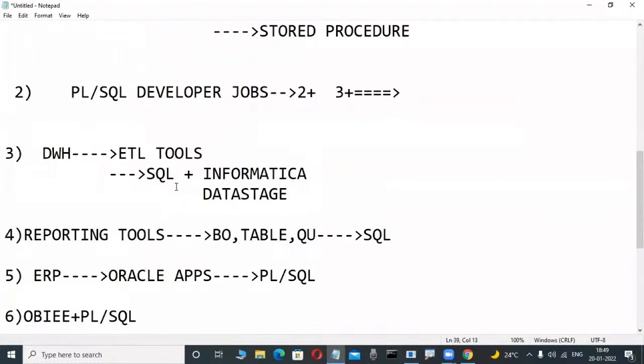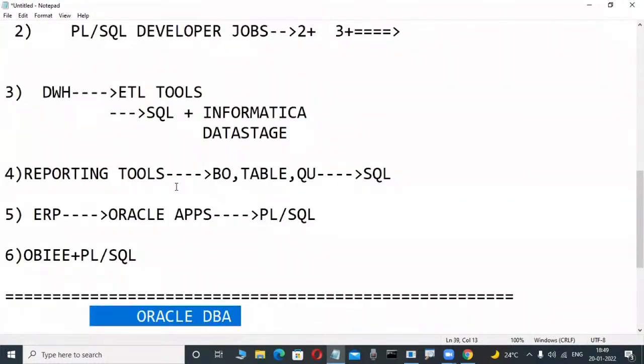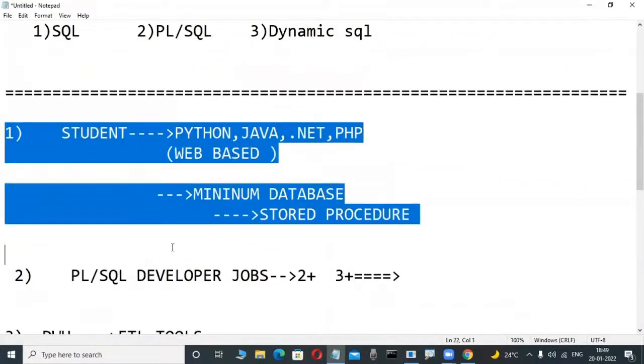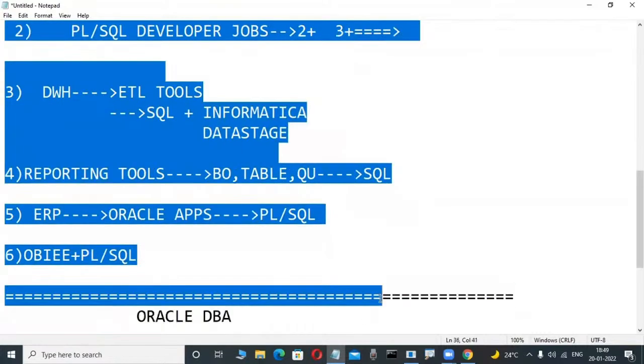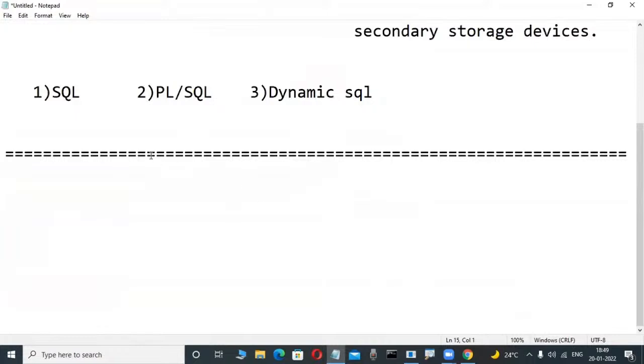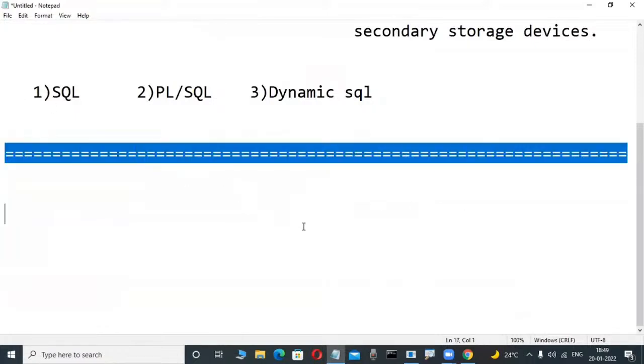And nowadays Hadoop programmers and data science programmers, for all of those, minimum basic SQL knowledge is required. Somewhere PLSQL, somewhere SQL only. That's why they learn these types of courses, and we apply for different types of jobs also.